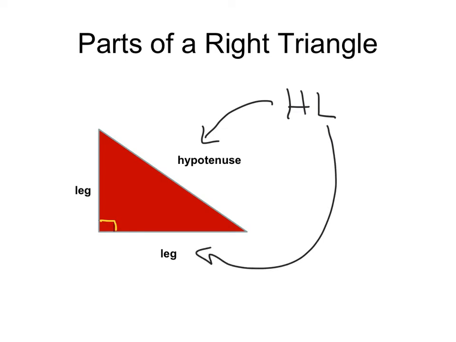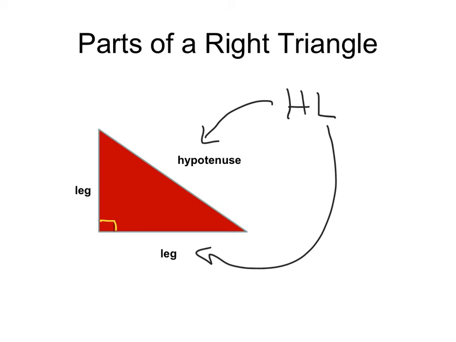All the other shortcuts that we're going to learn are going to have 3 letters. For example, we learned side, angle, side. We just learned side, side, side. And you look at this and you think, well, why does it only have 2? It only applies to right triangles.